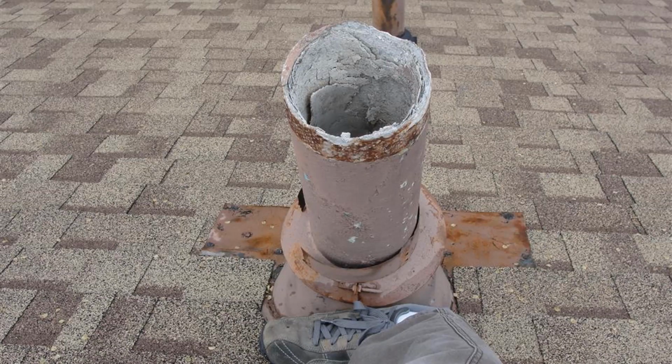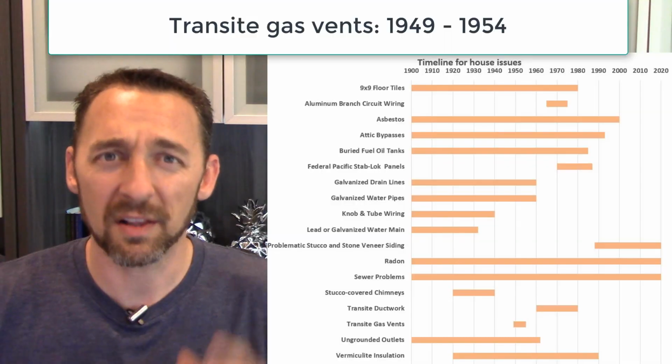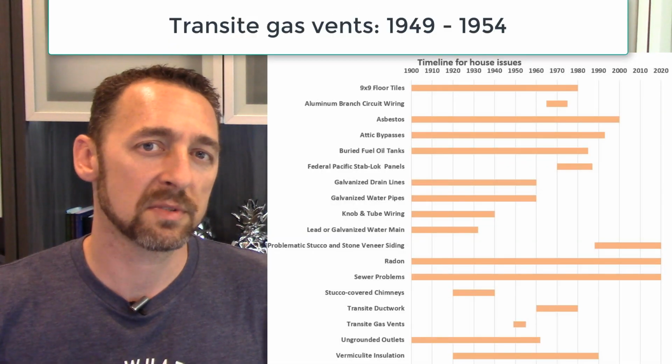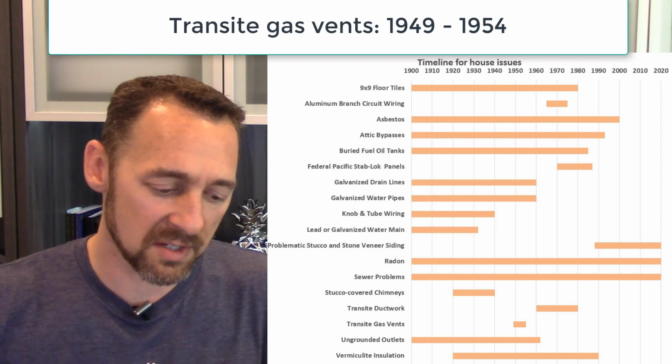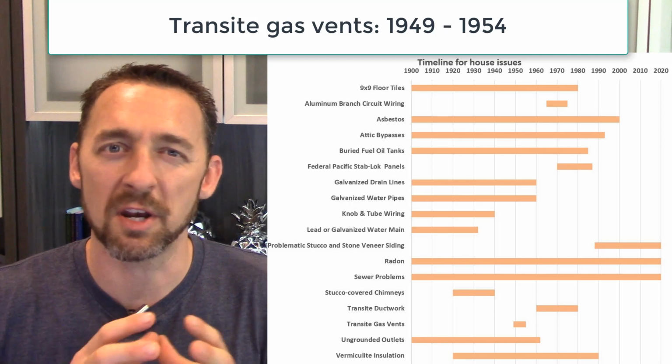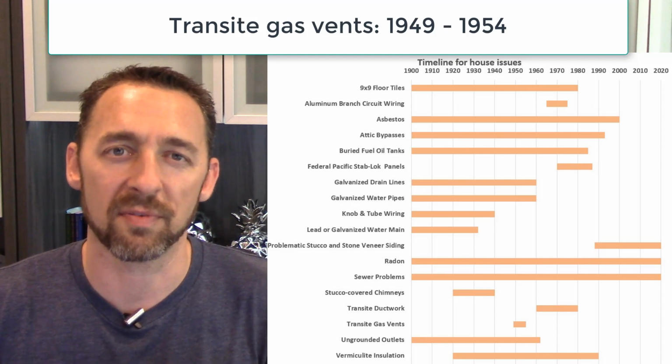Now, as far as Transite gas vents, those things are, man, they're problematic. They collapse and they block the flue. We found those in homes from 1949 to about 1954. It's a pretty narrow age of home where we find those things.